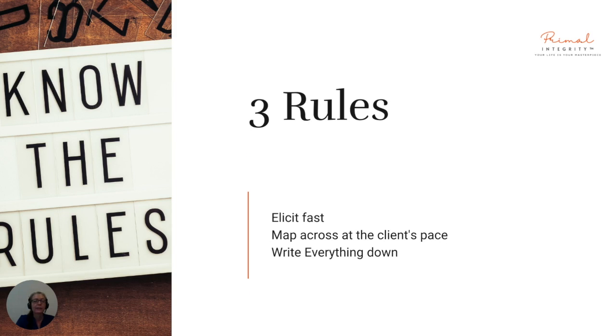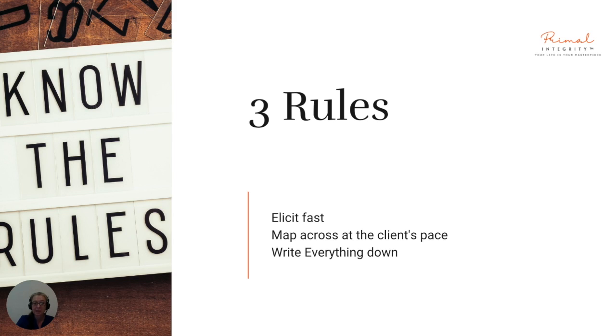There are three rules that you want to be aware of when you're doing submodality work. When you are eliciting, and when I say eliciting, I mean asking the client to describe an image, you want to do this as quickly as possible. The purpose of this is so that the client only works with one image rather than creating multiple images, which creates confusion in the brain.